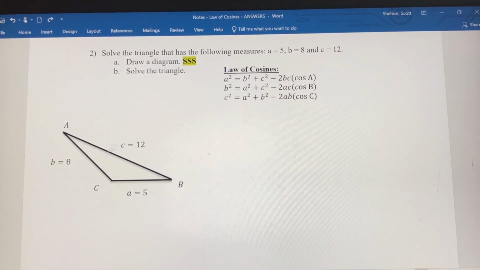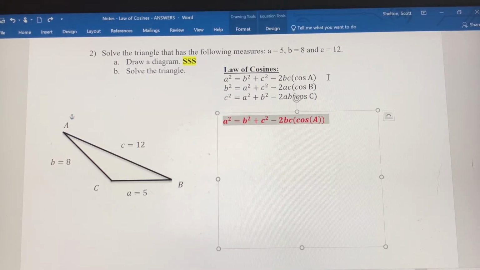In this case, because we know all three sides, it really doesn't matter which of these equations we choose. We're going to have three known values and one unknown value. Because I like the alphabet so much, I'm going to start out with finding angle A first.